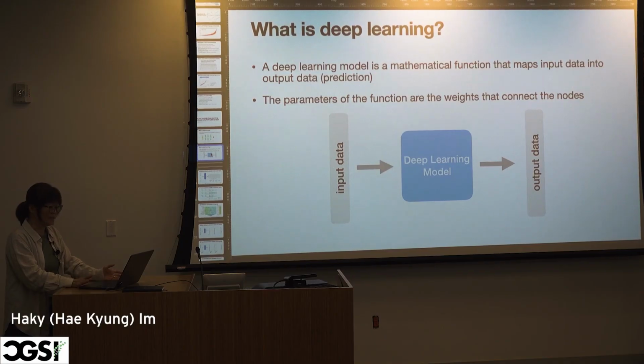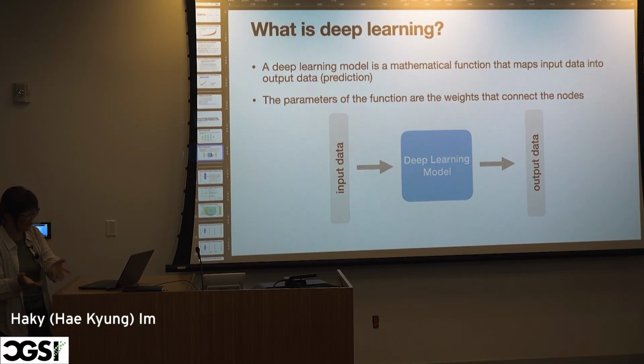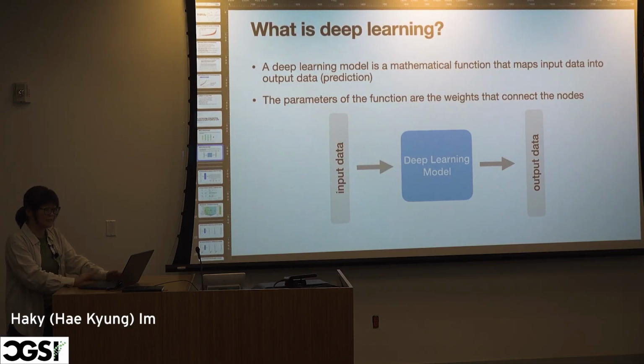So a deep learning model is simply a mathematical function that maps input data, x1 to xn, to output data or your prediction, your y. And the parameters of these functions are the weights that connect the nodes. So that's all you need. I mean, that's actually pretty simple if you think about it.